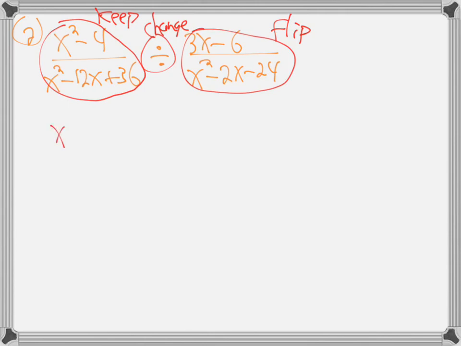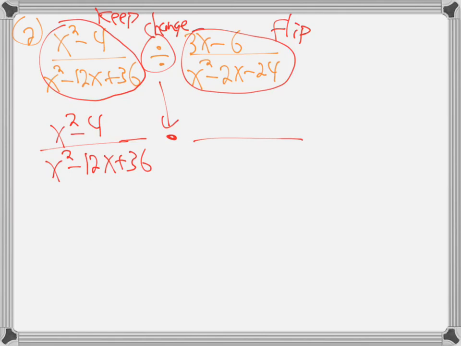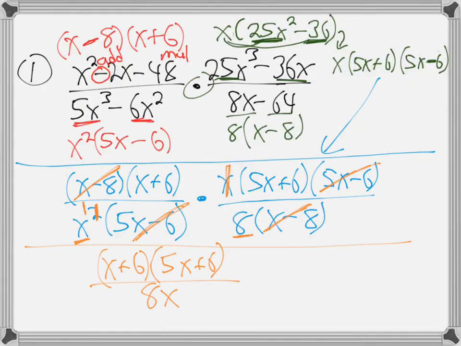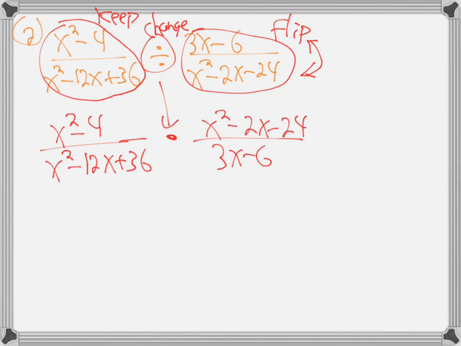So I keep this one the same. Change to times. And then you flip the one on the right. Got to flip it upside down. So it'd be x squared minus 2x minus 24 in the bottom, 3x minus 6. So keep, change, flip. And now what? Now it's a multiplication problem like the last one. See how the last one was times? So now that it's a multiplication problem in the end, it's just a bunch of factoring again, isn't it? Factor, factor, factor. So I'm going to do that.